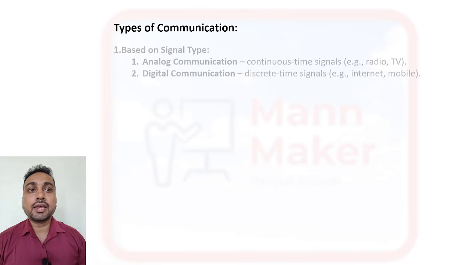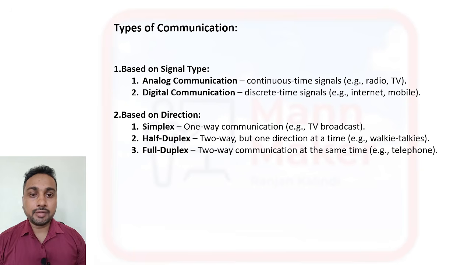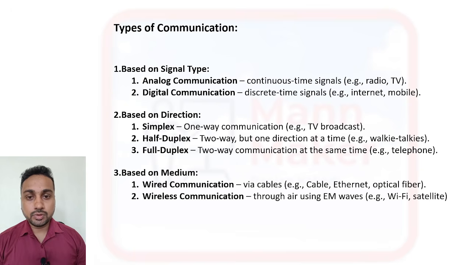So like that we can categorize this type of communication based on signal type, based on direction type, and based on medium type. So in three ways we can categorize a communication system. Based on signal type, we have analog communication and digital communication. In analog communication, we will see continuous time signals, how communication happens with a continuous time signal.